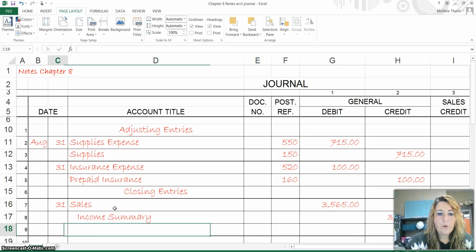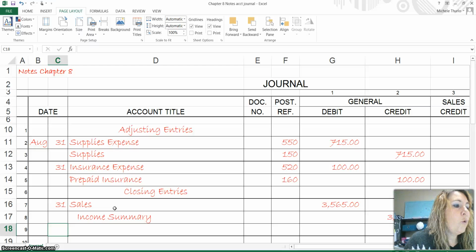Okay, the next thing I'm going to close is all of my expenses. Now, if you will look at a worksheet, at the income statement column for your worksheet, all of your expenses are listed as, are they a debit or a credit?